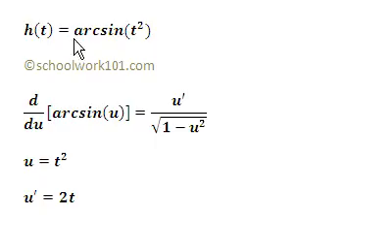Okay, so we have h of t is equal to arc sine of t squared. And what we're going to want to do here is take the derivative. We want to find h prime of t. So here's the formula that we're going to use for doing that. We want to identify what our u is, and our u is t squared. Then we take the derivative, so u prime is 2t, and once we get this, all we're going to do is plug it directly in.